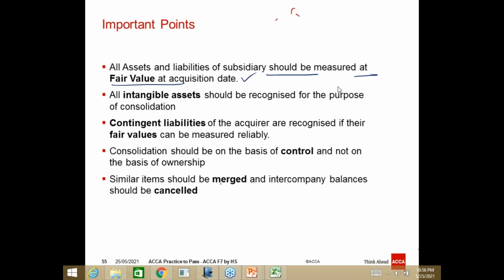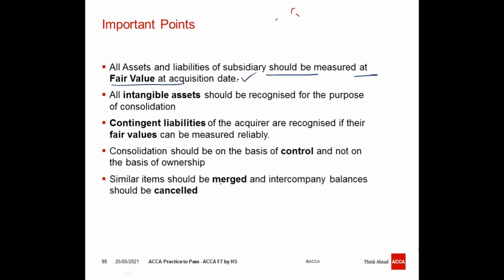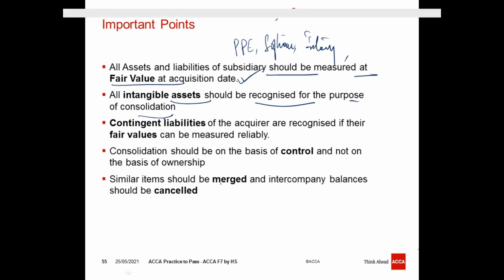So all the assets and liabilities of the subsidiary should be measured at fair value at the acquisition date. That's a very important point. This is the reason for the fair valuation adjustments, which could occur in tangible assets like property, plant and equipment, intangible assets like software, and inventory, or any other liability. All intangible assets should be recognized for the purpose of consolidation. Very important point, because IAS 38 says that you cannot recognize internally generated intangible assets. But for the purpose of consolidation, we recognize all types of intangible assets.